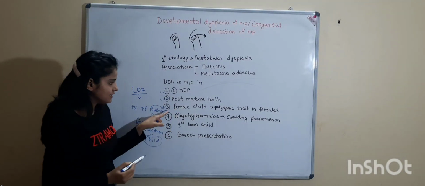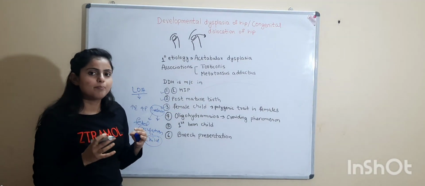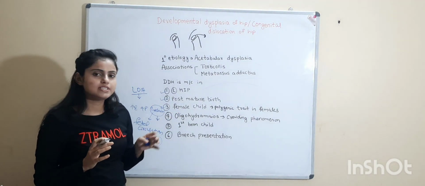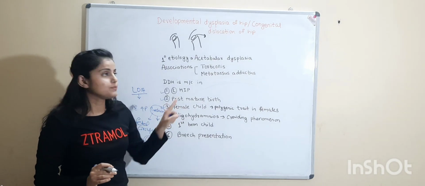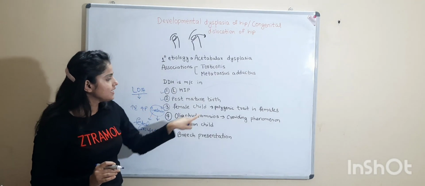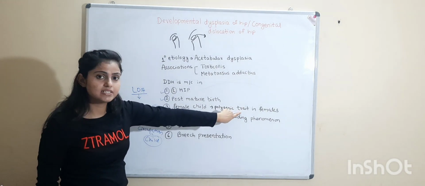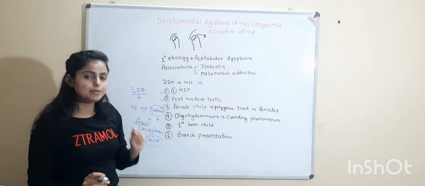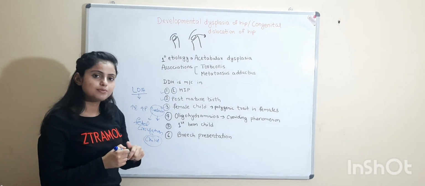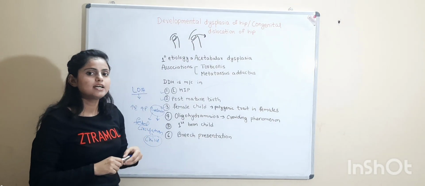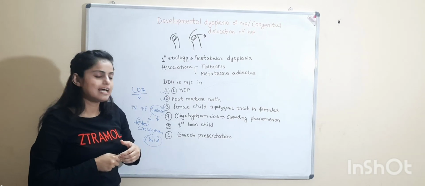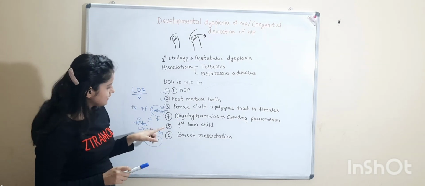In a female child, it is not the reason that the pelvis is larger in the female child, due to which DDH occurs. It is a polygenic trait in females that causes dysplasia of the hip, because during intrauterine life or at birth, the male and the female child have the same pelvic girdle.